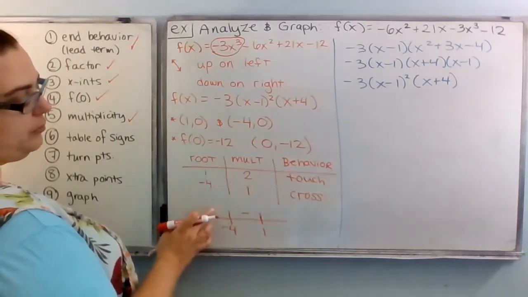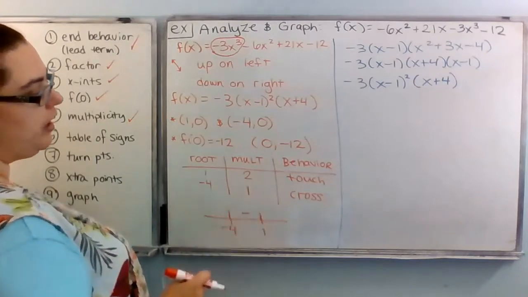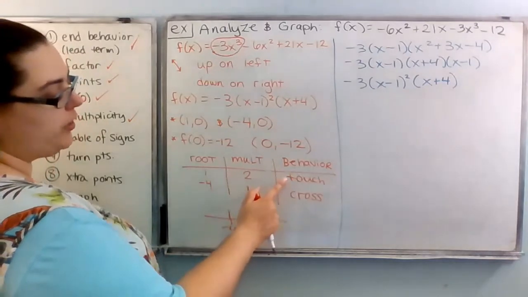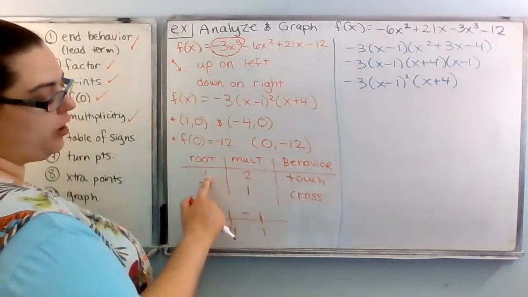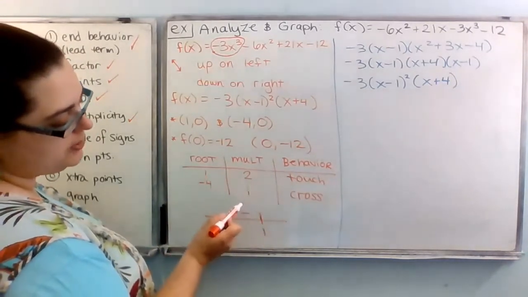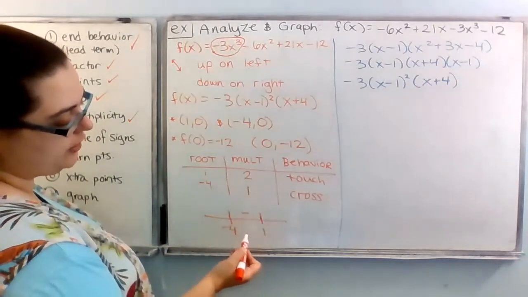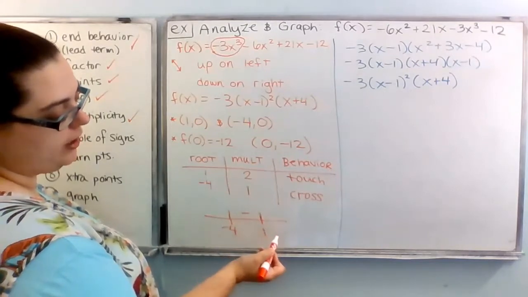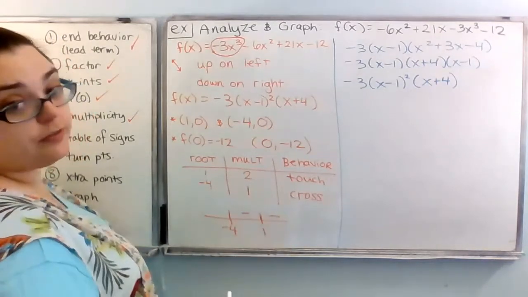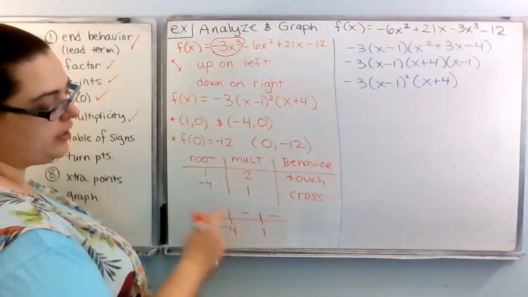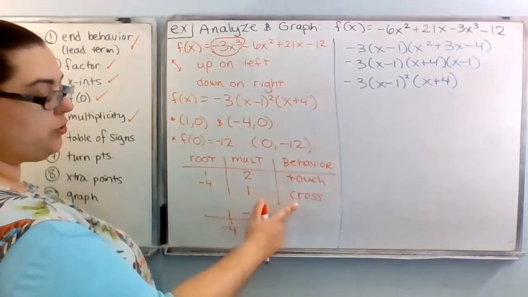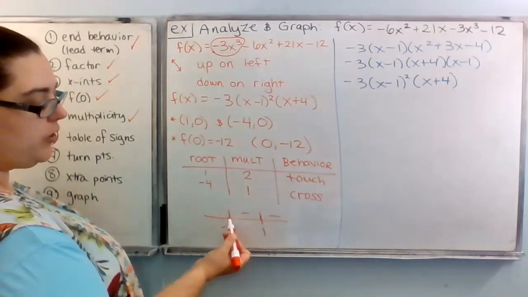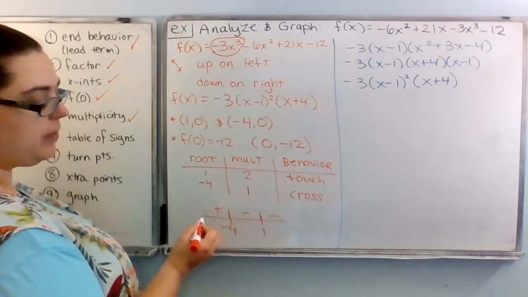Then to figure out what's happening before and after, let's use our behavior to help us out. I know that I'm going to touch the x-axis at 1. So my function is going to come down here, well, kind of come up because we're at a negative value, and then we're going to touch the x-axis and turn around. So it remains negative after 1. At -4, however, it's going to cross. So I have negative values to the right of -4, and then I'm going to cross the x-axis and become positive.